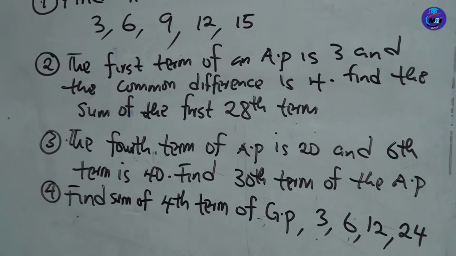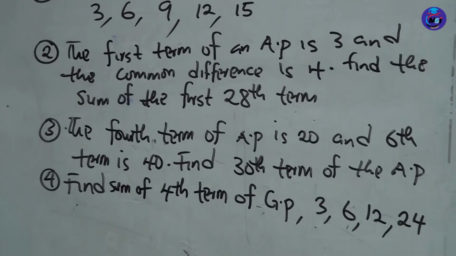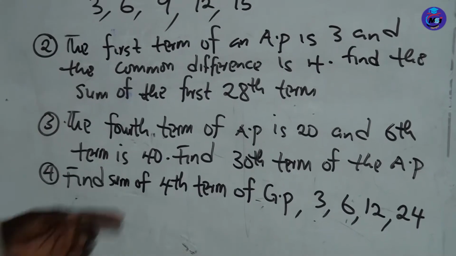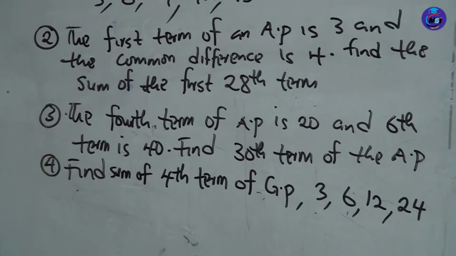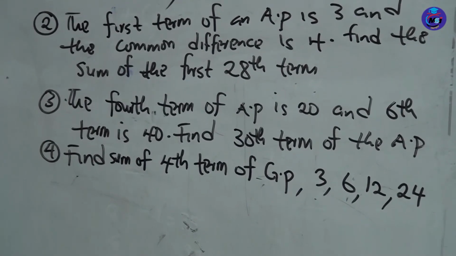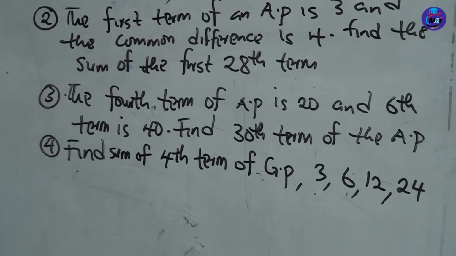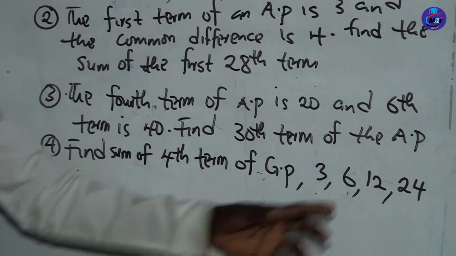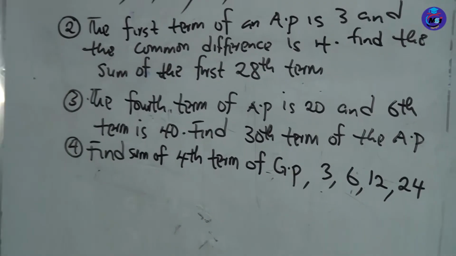Number 3, the fourth term of an AP is 20, and the sixth term is 40. Find the 30th term of the AP. Number 4, find the sum of the first four terms of the GP 3, 6, 12, and 24.